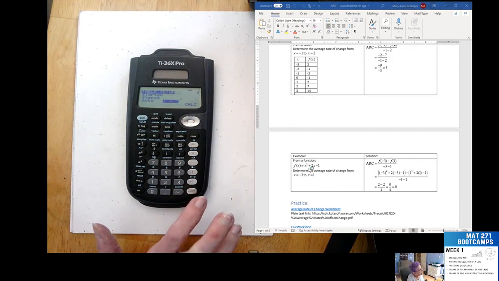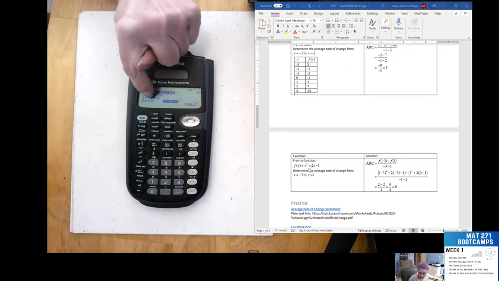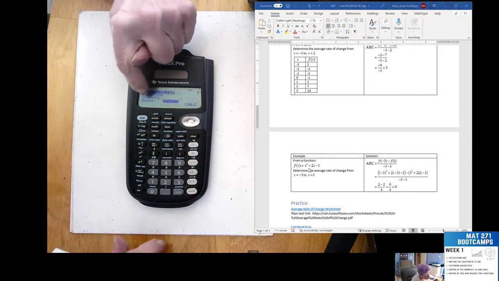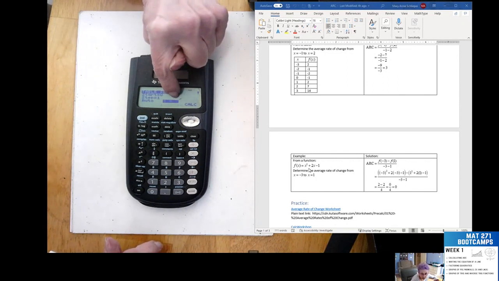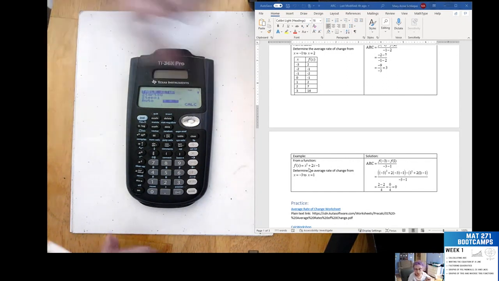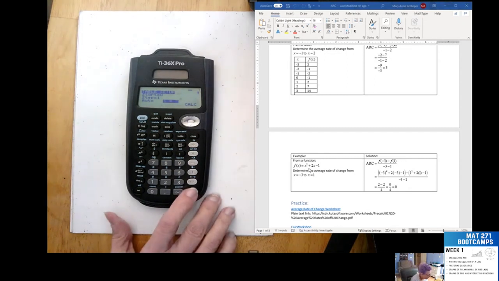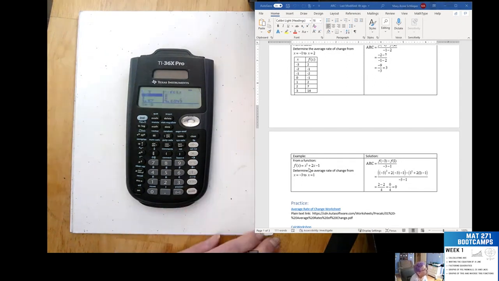Now yours may have auto highlighted. If it has auto highlighted, just arrow down to it and then arrow over so that you can do the x equals, because you want to be able to tell it what x values you want. And then go down to calc and hit enter.